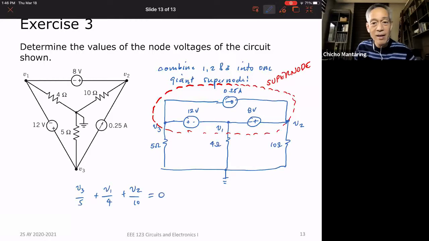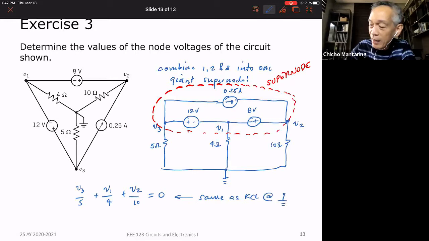May nagtanong kanina, pwede bang mag-KCL sa ground? Actually, this is the same as KCL at the ground, no? If I did the KCL at the ground, I'm going to get exactly this equation. Now, this is one equation. What are my other two equations? Anyone tell me? What are my other two equations?